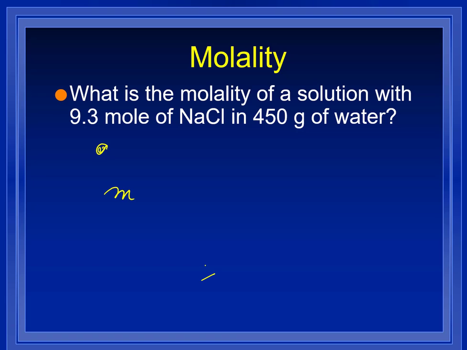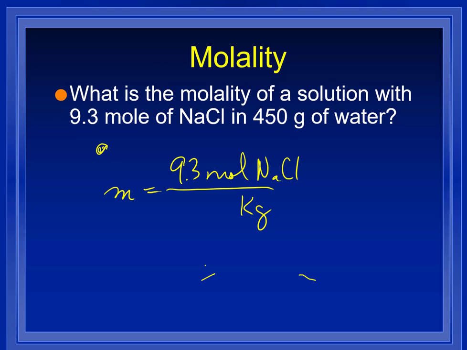Okay, so molality is moles over kilograms. It's going to be moles of sodium chloride. I know the moles of sodium chloride, 9.3 moles. They didn't give me kilograms, they gave me grams, but I know to change that I just need to move the decimal point 1, 2, 3 to the left. So that's going to be 0.45 kilograms. Or you could get rid of grams and change it to kilograms. Divide by 1,000. So 9.3 divided by 0.45 is, with 2 sig figs, 21 molal.